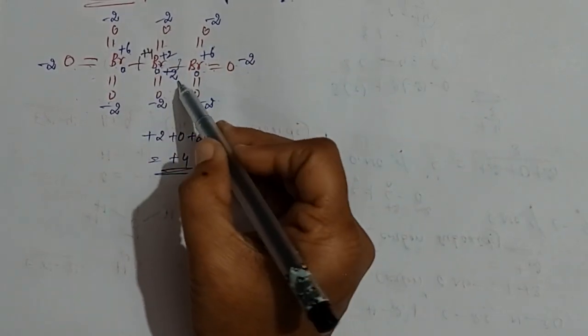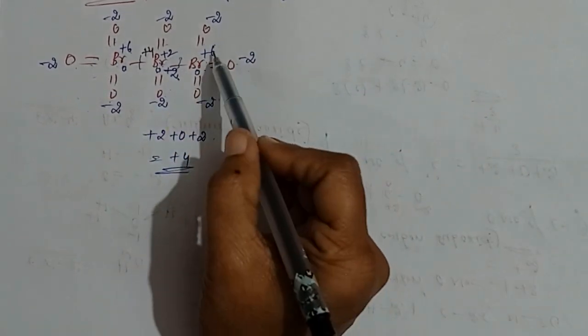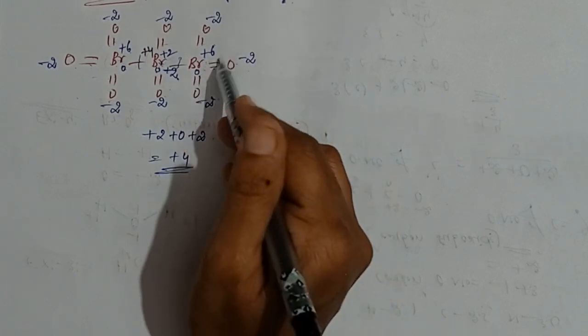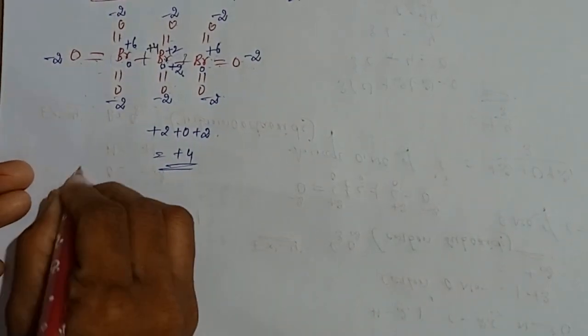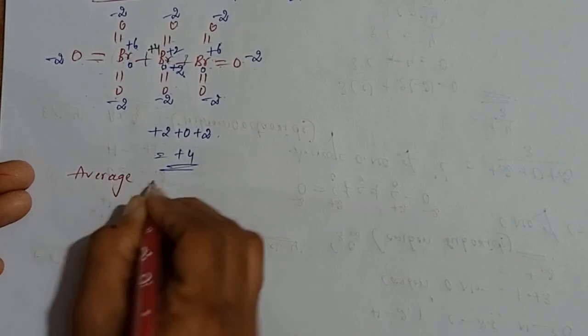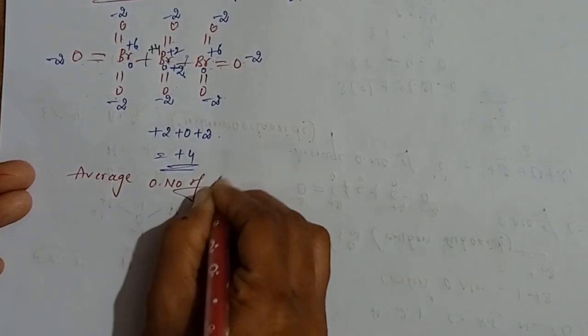Plus 2, 0, plus 2. And this bromine has plus 6 plus 0, which means plus 6 only. So different oxidation numbers are showing, students. Now we have to find the average oxidation number of bromine.